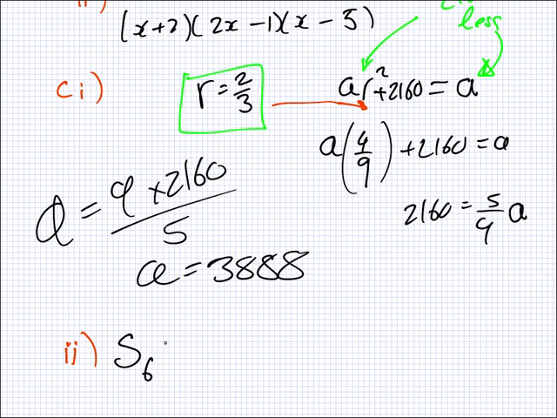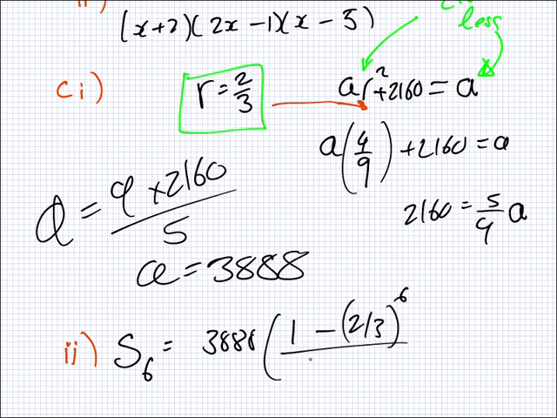So the formula is A times 1 minus r to the power n over 1 minus r.